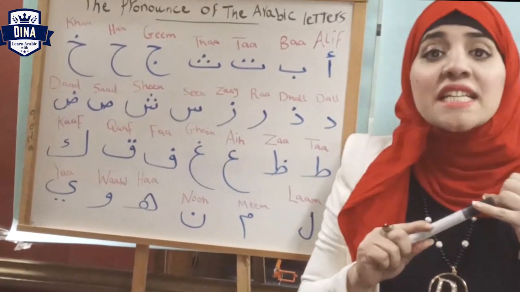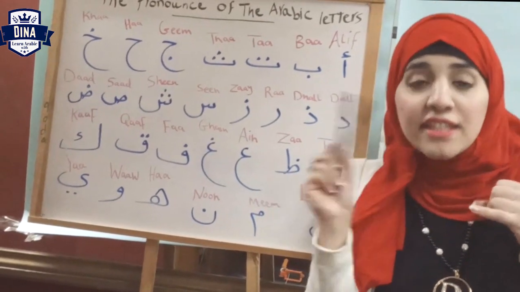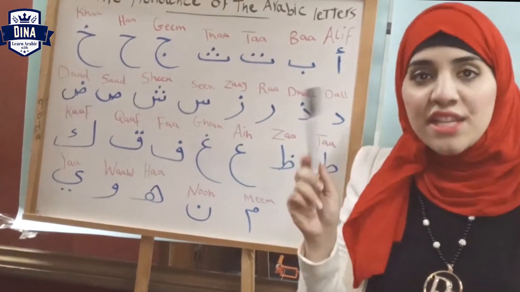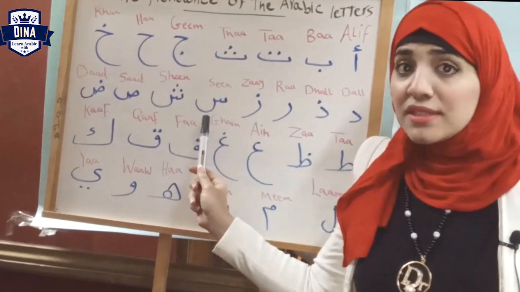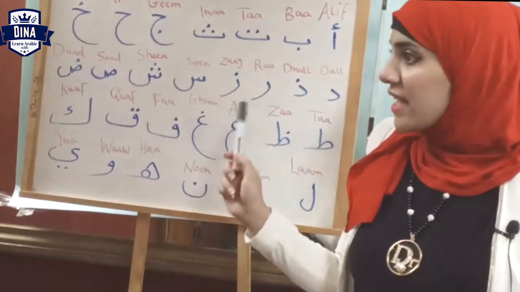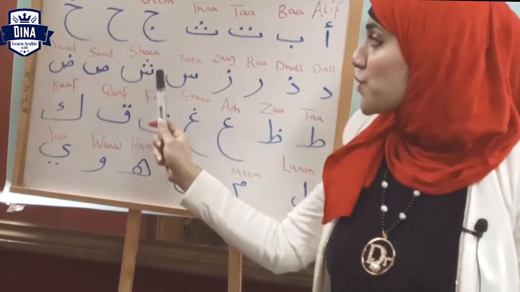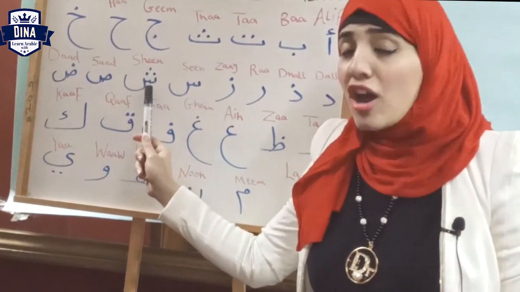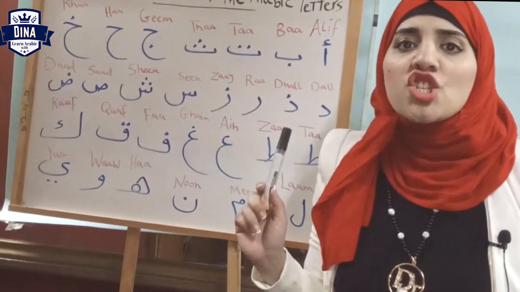The P sound and the Z letter in English also. Zero. The S sound in Arabic equals S in English, when I say sun. Shin sound in Arabic equals SH in English, when I say shark.